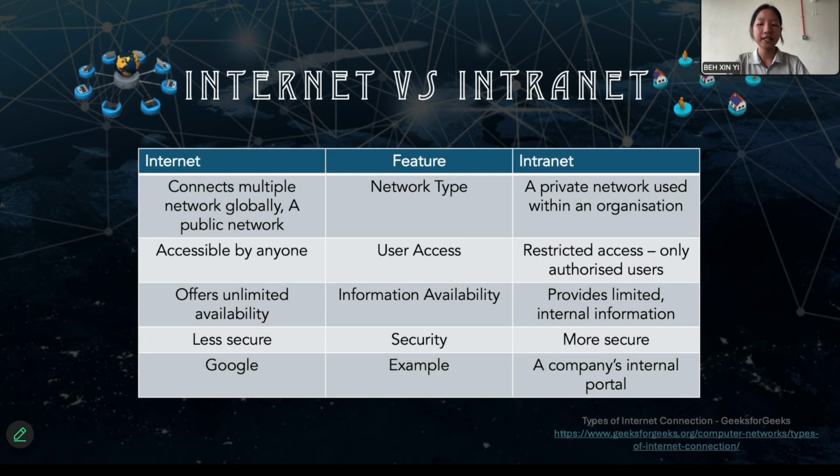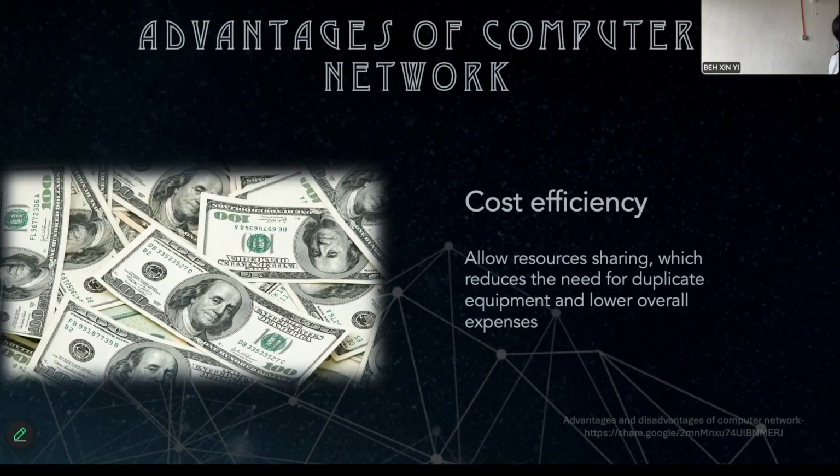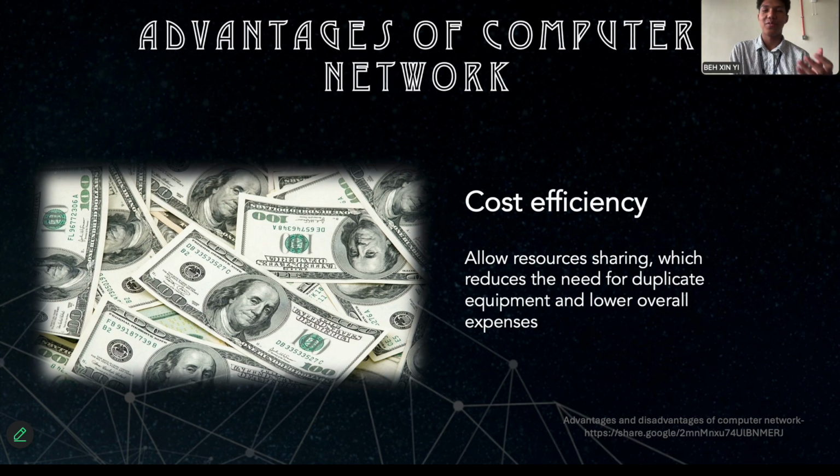Now let's compare the internet and the intranet. The internet is a global network that connects millions of computers worldwide, making information accessible to everyone. It is public, open, and massive. The intranet, however, is a private network, usually within an organization. Only authorized users, like employees, can access it. Hence, it's more secure.